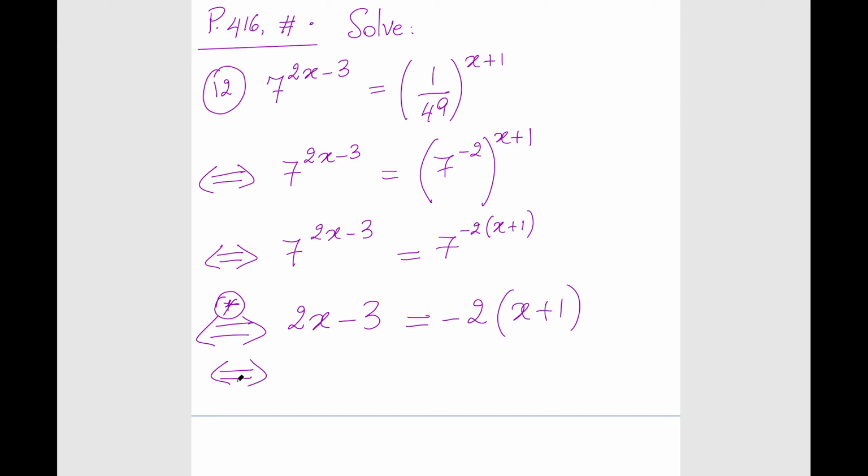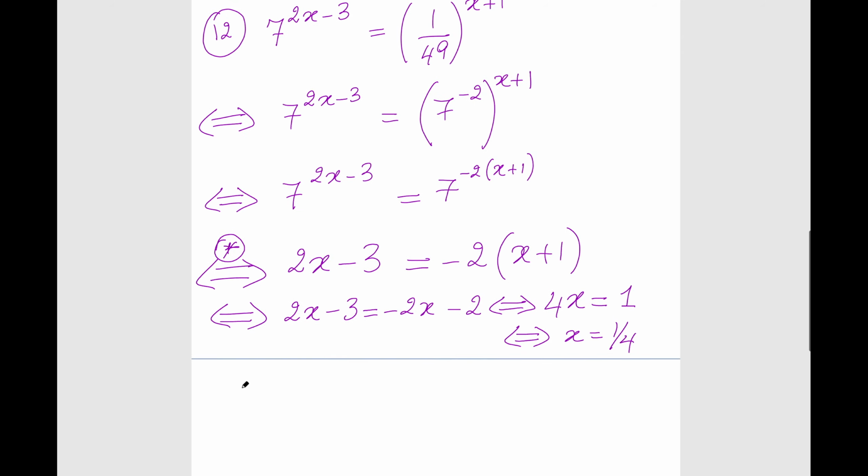This is easy at this point. So 2x minus 3 is equal to minus 2x minus 2. And if you solve for x, you get 4x is equal to 1. Am I correct? Because 3 minus 2 is 1. And that's the same thing as x equals 1/4.